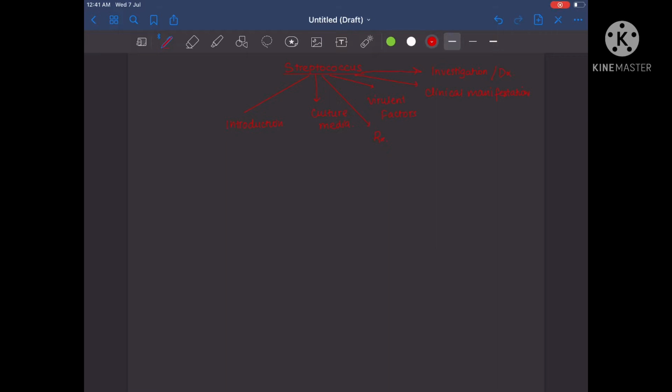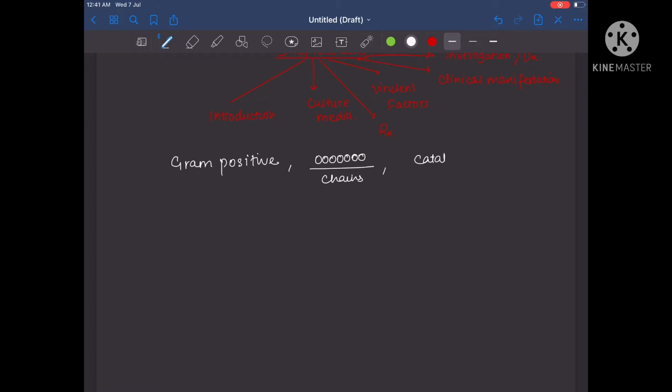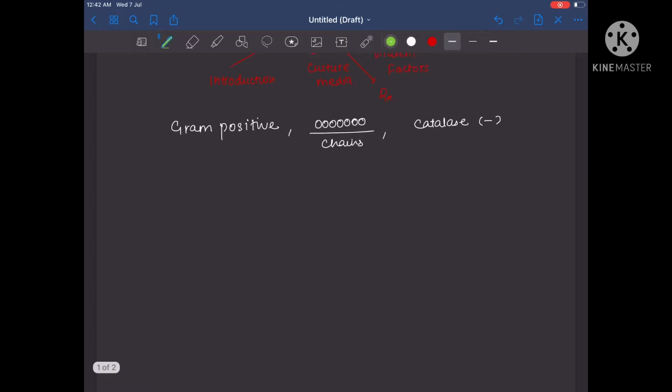Now coming to the basic introduction about the Streptococcus, it is a gram-positive bacteria. It stains purple on gram staining. It's basically arranged in chains, as you can see, and the third one is it's catalase negative. These things are the basis of these Streptococcus: gram-positive, arranged in chains, and catalase negative.